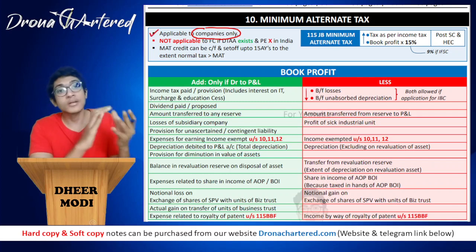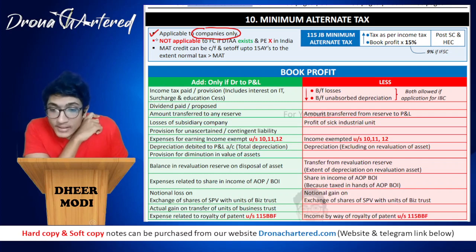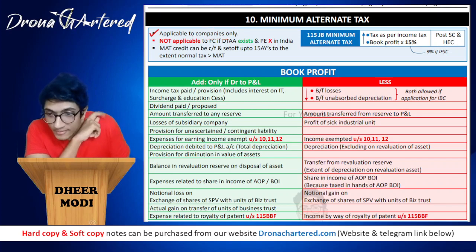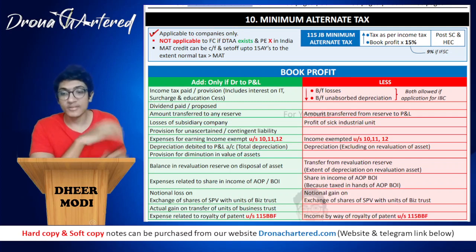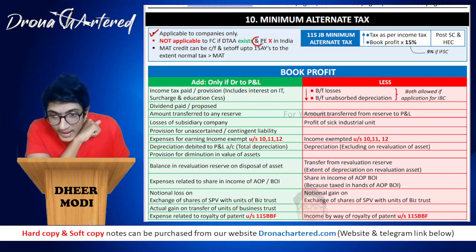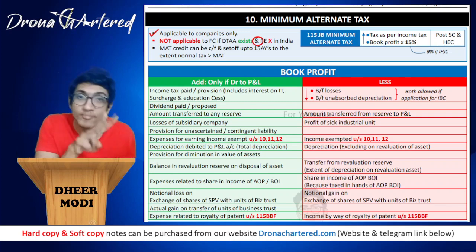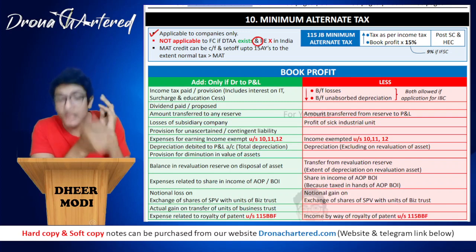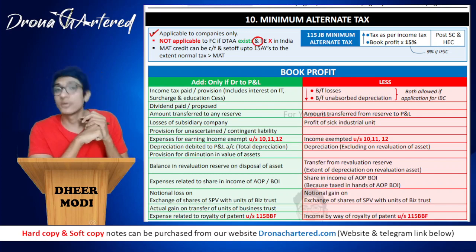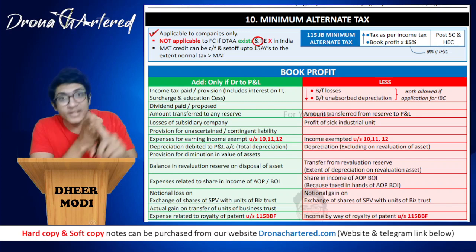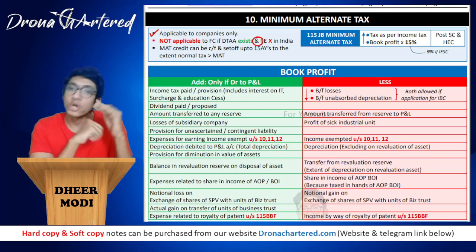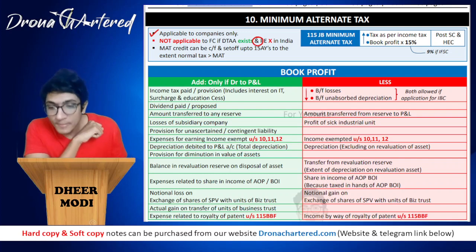Your MAT is applicable to companies. Now, in companies, sir, is it applicable to foreign companies? It is not applicable to foreign companies if and only if a DTAA exists, that is, a double tax avoidance agreement exists, and remember, the foreign company has no PE in India. Only if both these conditions are satisfied will MAT not be applicable. That is, if any of these conditions fail, MAT will become applicable to foreign companies as well. So only if a DTAA exists and there is no PE in India will MAT not be applicable to the foreign company. I hope this is clear.